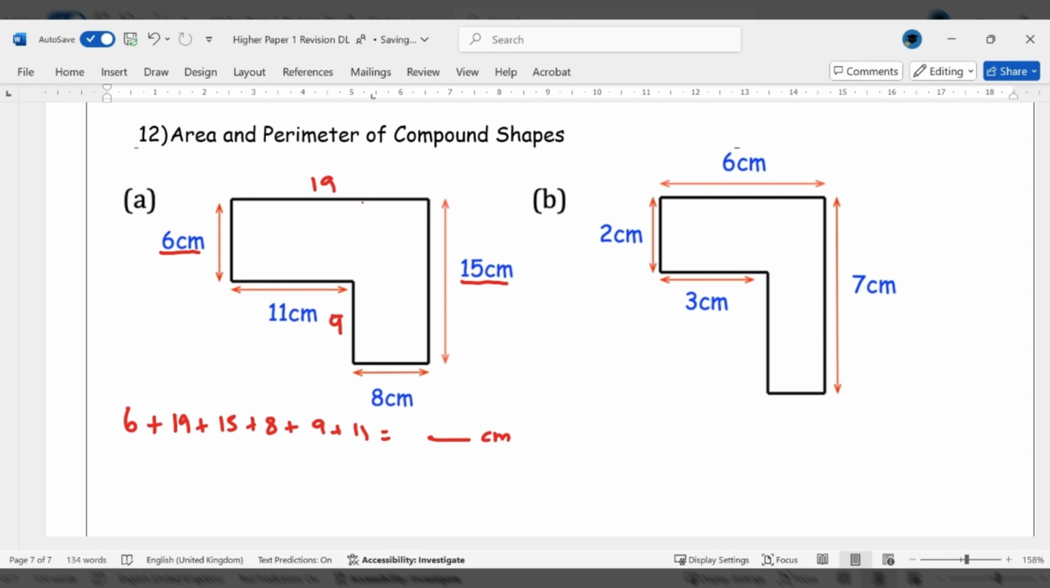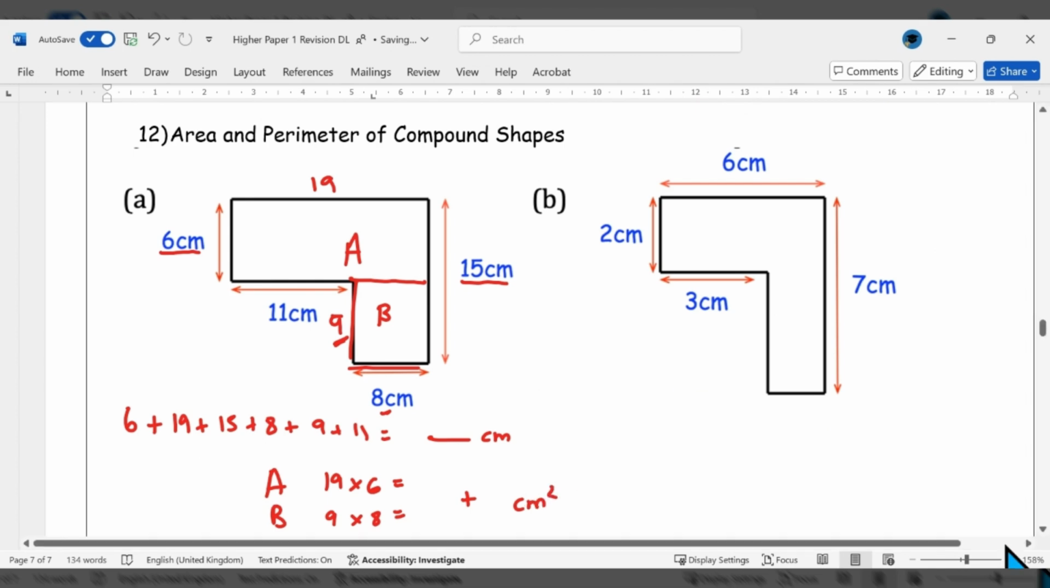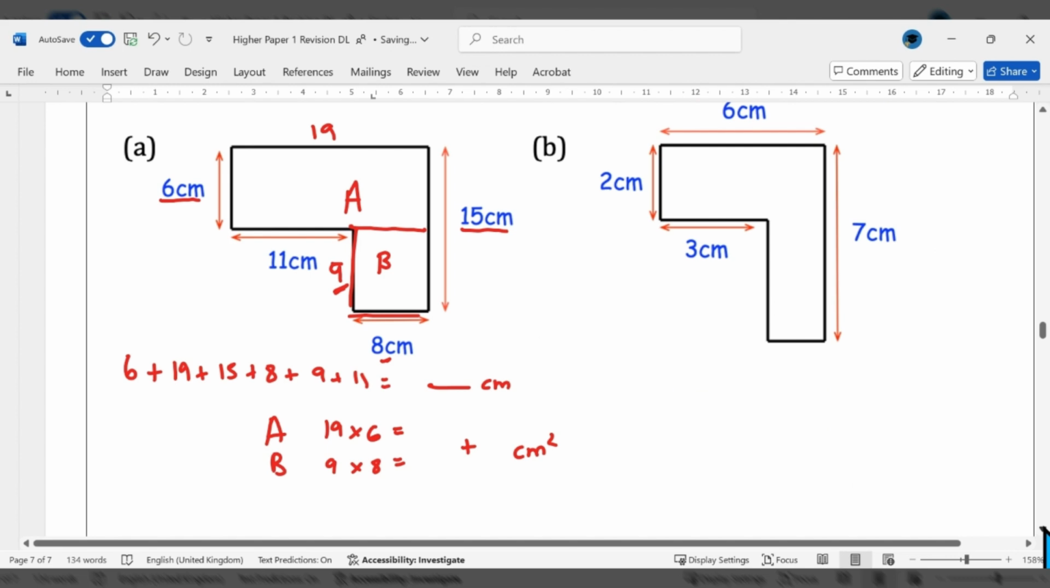For area, we could split either downwards, or I think I'm going to go across, and I'm going to call this the top rectangle A, and this B. And I'm going to say, right, the area of A is 19 by 6, and the area of B is 9 by 8. Let me show you where that comes from. 9 by 8. 9 long, 8 wide. Okay, work those both out, add those together, but that answer will be centimetres squared. I'm rushing in case this video goes dead again.